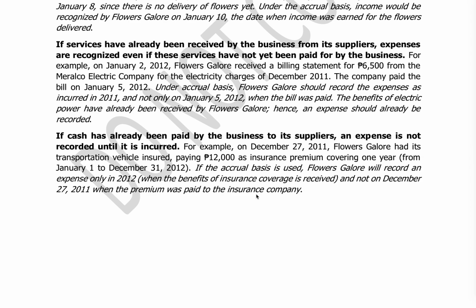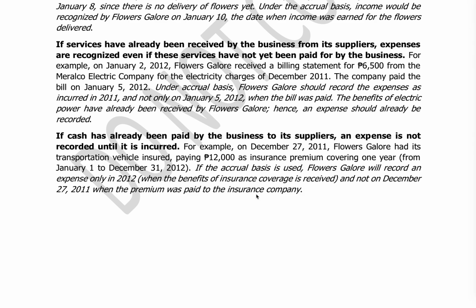Kailan ka ulit nagbayad? December 27, 2011. If the accrual basis is used, will Flowers Galore record expense on 2011? Or will it record on December 2012? Kailan siya mag-recognize ng expense? On 2012 pa. Monthly siya mag-recognize ng expense. So, dun sa 12,000 niya, ano lang gagawin niya dun? Mag-recognize siya ng decrease sa cash. Mag-decrease siya ng cash. Pero, hindi pa niya i-recognize yung expense.